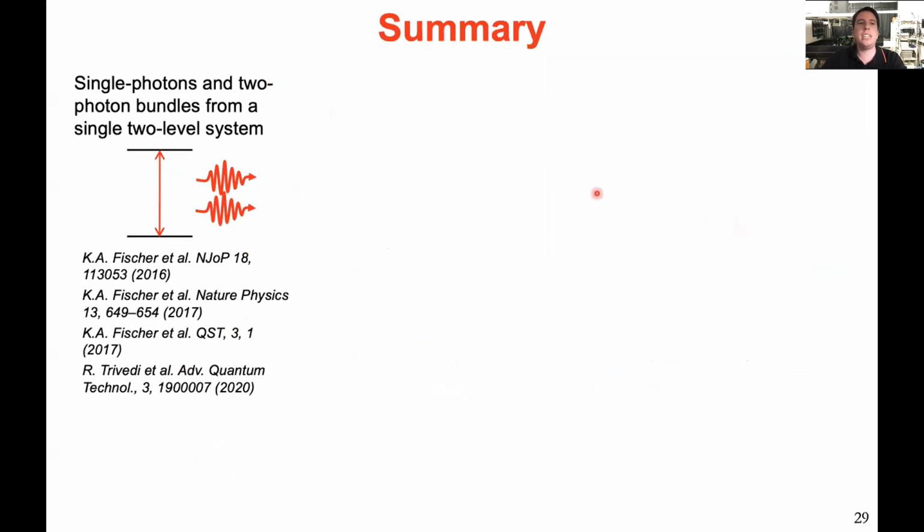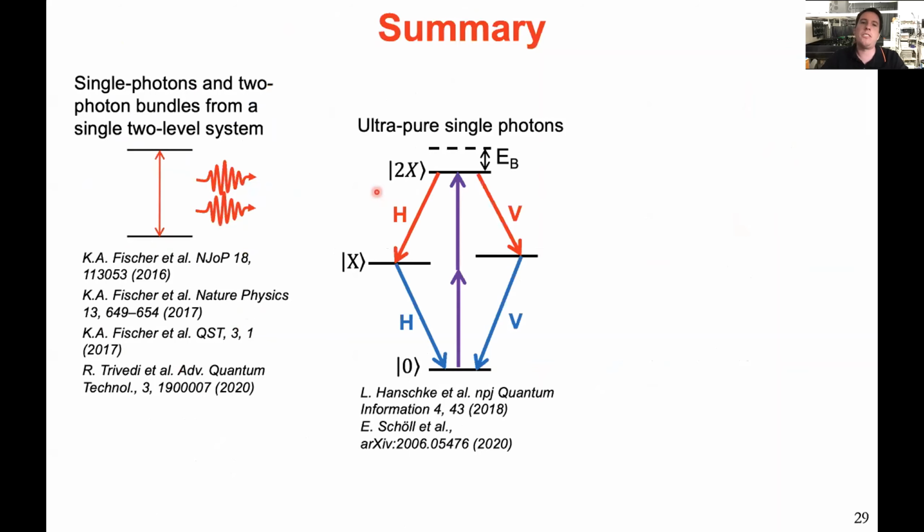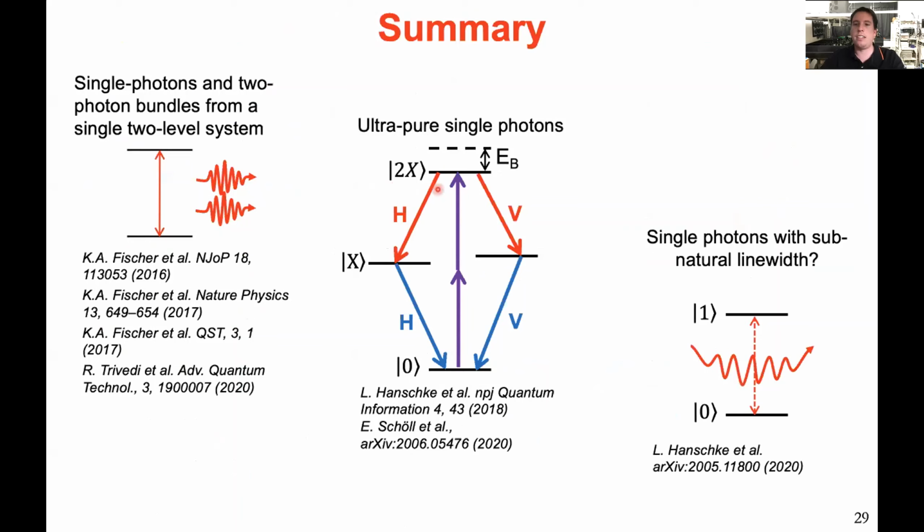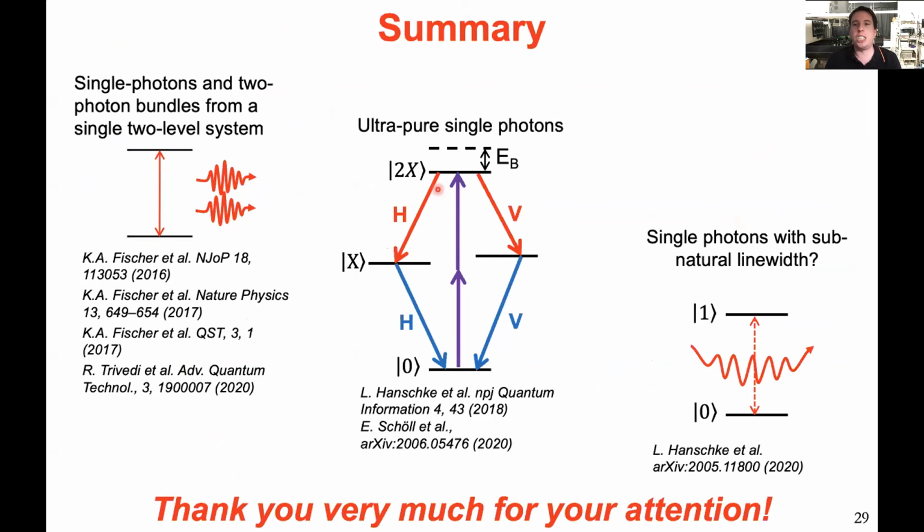So in summary, I've talked about the generation of single photons and two-photon pulses from a single two-level system. I've talked about the generation of single photons with ultra-low multi-photon probability. And I've addressed the myth of single photons with subnatural linewidths. Thank you very much for your attention.